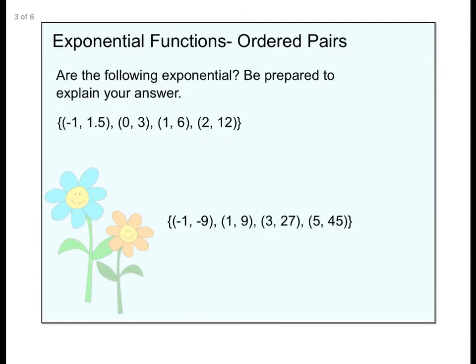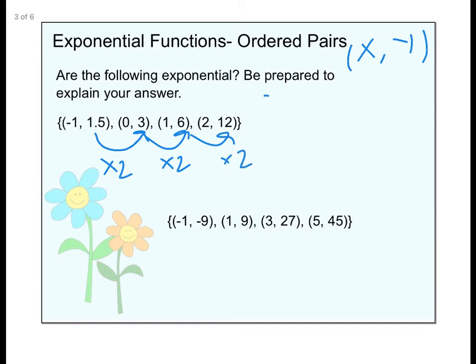Okay, next thing is deciding if something's an exponential function from ordered pairs. This is very, very similar to a table, just that they are written a little bit differently. Remember, in ordered pairs, x comes first, y is second. So I'm just looking for my y. I'd go 1.5 to 3, well that's times 2. 3 to 6 is times 2. And 6 to 12 is also times 2. So this would also be a yes because I'm multiplying by 2.